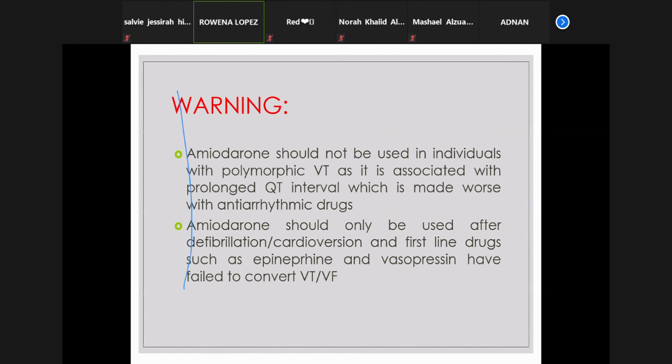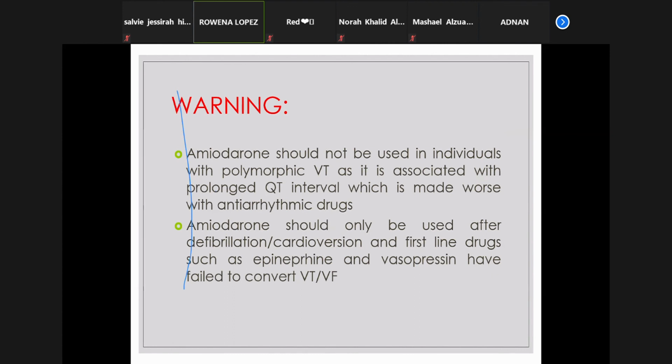So warning: amiodarone should not be used in individuals with polymorphic VT, as it is associated with prolonged QT interval, which is made worse with antiarrhythmic drugs. Amiodarone should only be used after defibrillation or cardioversion, and after the first-line drugs such as epinephrine and vasopressin.